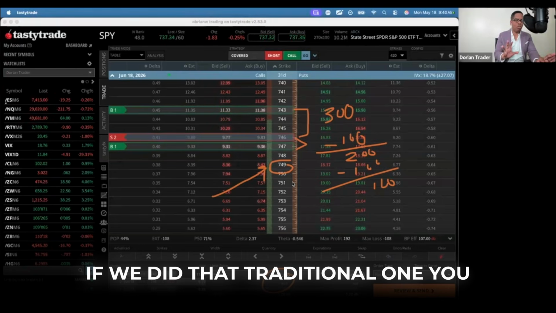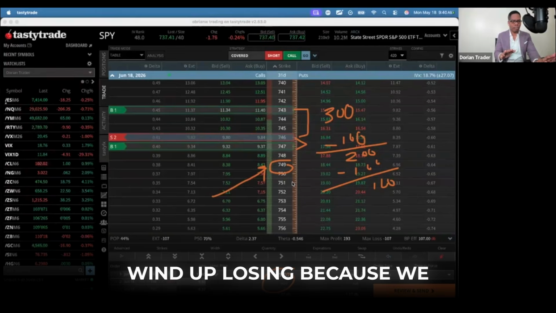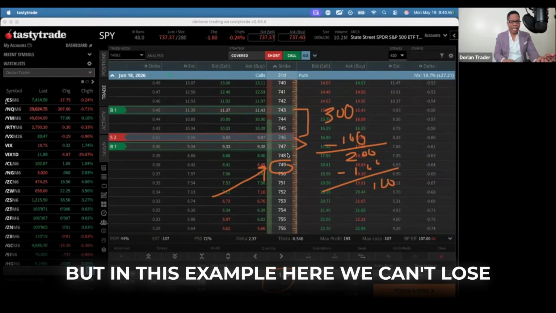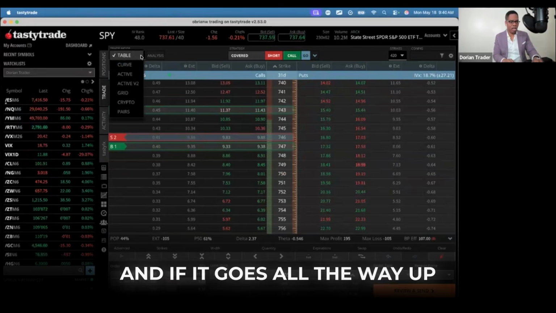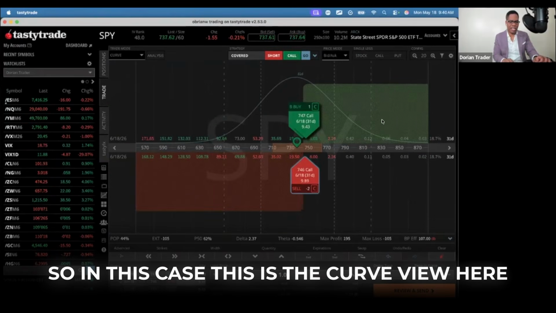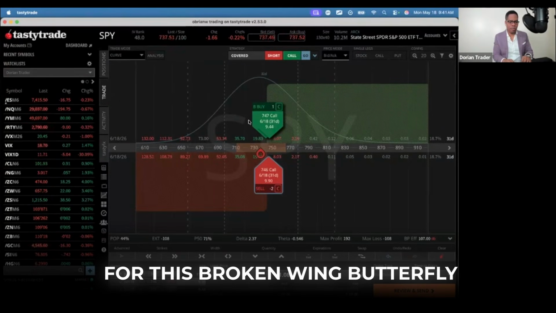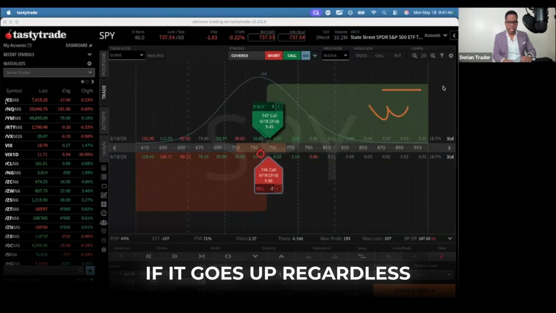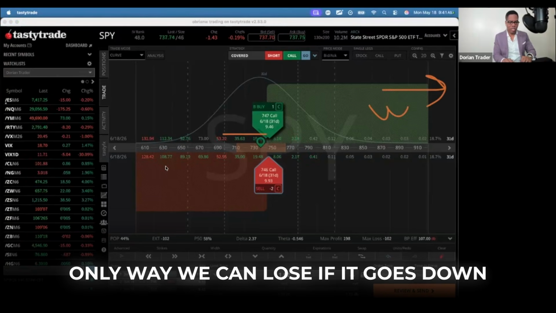We would still make $100 because of this broken wing butterfly. If we did the traditional one, you guys, we would actually wind up losing because we had to overcome what we paid. But in this example here, we can't lose if it jumps up and if it goes all the way up. So let me show you the difference, right? In this case, this is the curve view here for this broken wing butterfly. Keep in mind, you can see that we win if it goes up regardless. Only way we can lose is if it goes down.